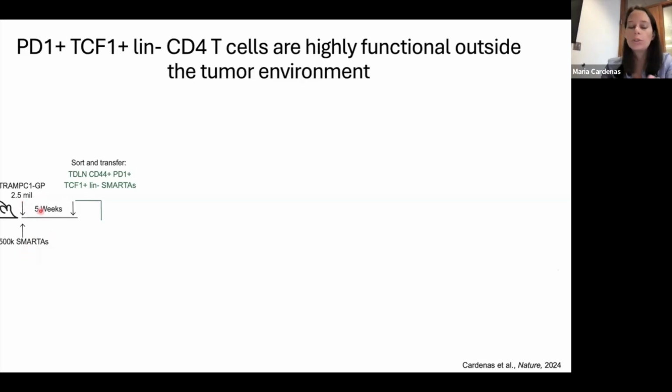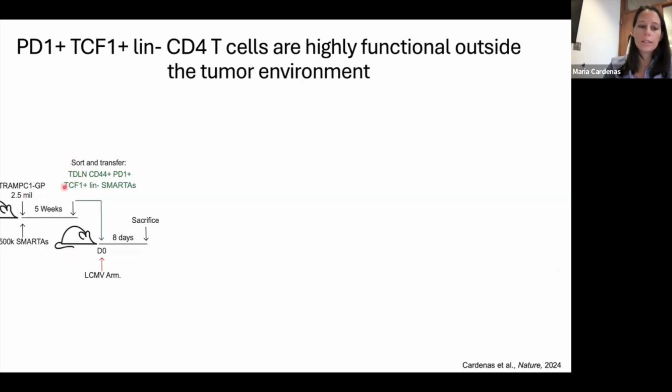and we wait for 5 weeks for these CD4s to undergo their normal differentiation trajectory, right? They will acquire that TCF program. Some of them will go to the tumor and acquire that Treg program. And so what we did then is sort the TCF1 positive lineage negative SMARTAs from the tumor draining lymph node 5 weeks after inoculation. And we put them into a mouse, a naive mouse, that then received LCMV Armstrong. And so this LCMV Armstrong has the shared glycoprotein that these TCF1 positive cells have been seeing for 5 weeks.